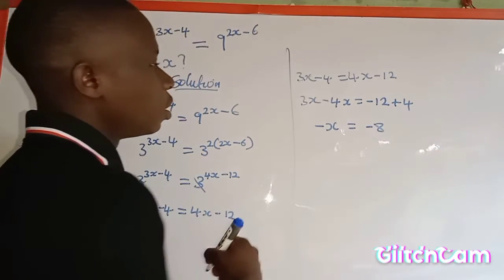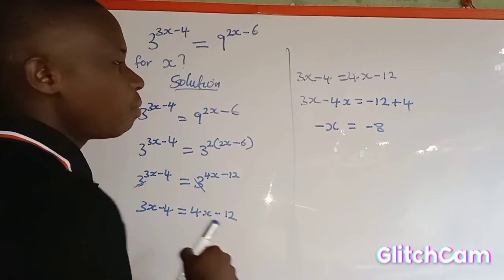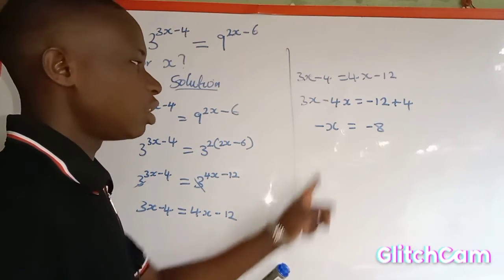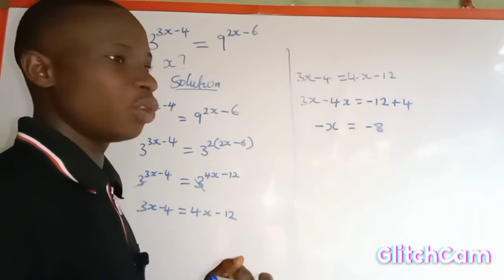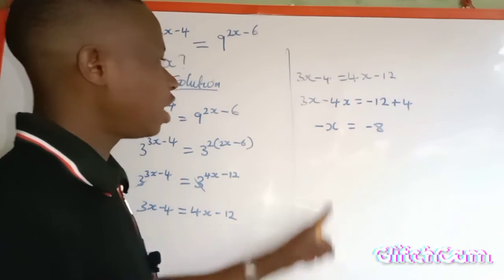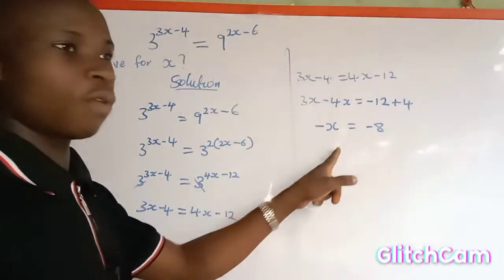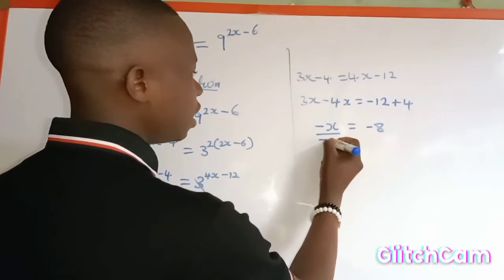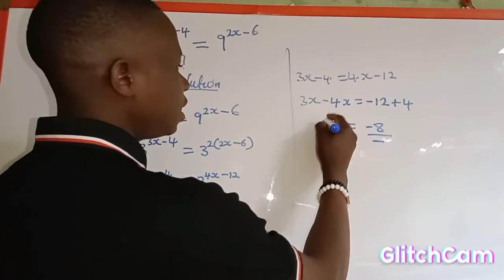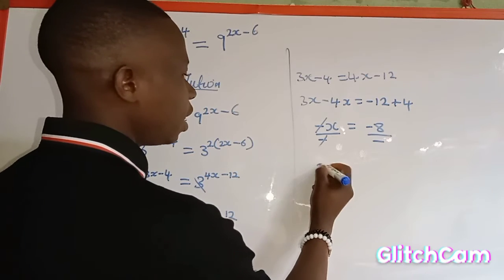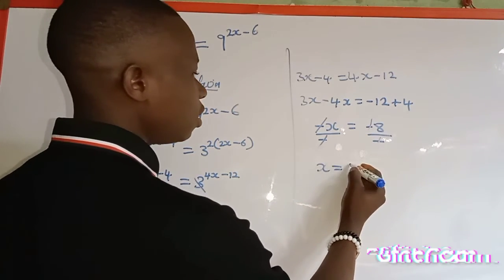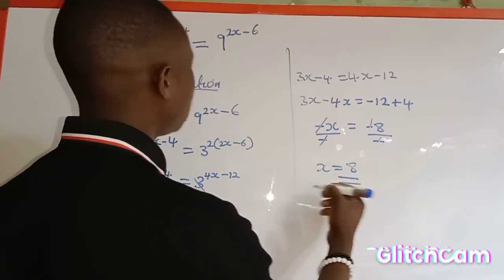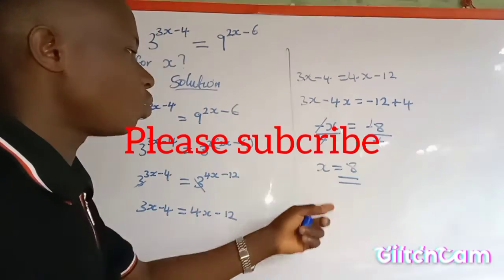So from here now, remember, we are asked to look for the value of s, not negative s. To eliminate this negative now, I will divide both sides by the coefficient of s, and the coefficient of s here is negative 1. So I'll divide both sides by negative 1, so that this negative will cancel this negative. s now will be equal to, this negative will also go with this negative. The value of s in this exponential equation is s = 8.